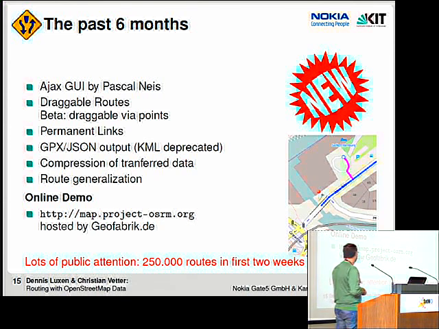To put it in perspective, 250,000 means routes, not necessarily 250,000 distinct people who accessed our service. It's more like 2,500 people who accessed it and did lots of route computation. If you have draggable routes, you can easily start 10, 20 queries within half a minute without even knowing.